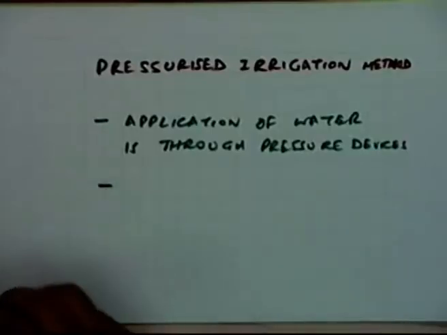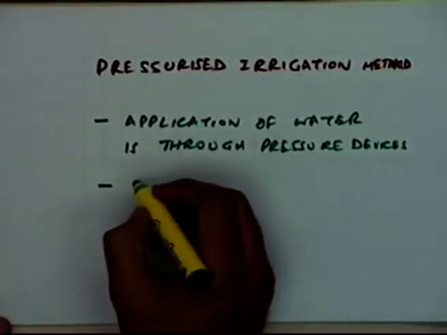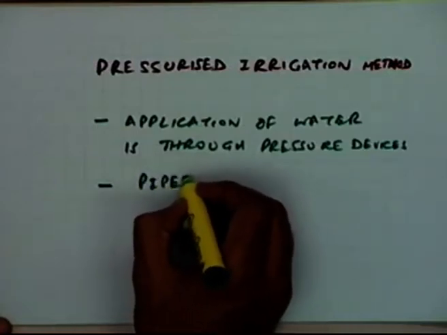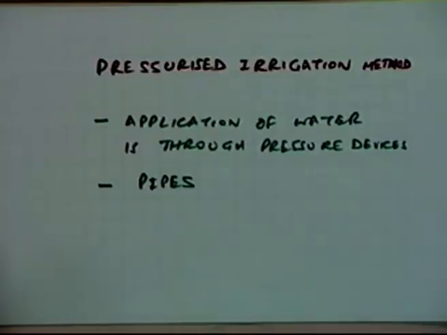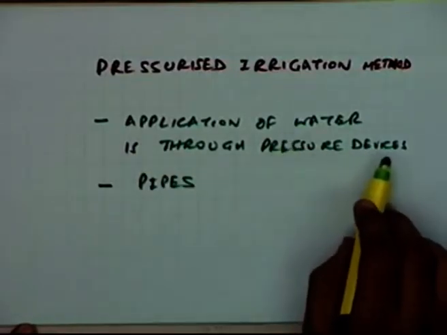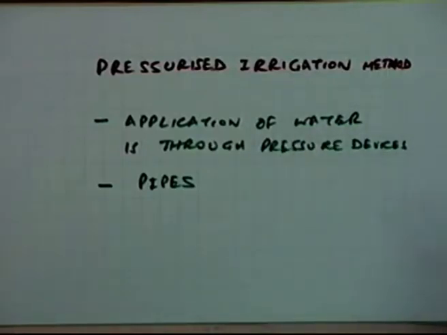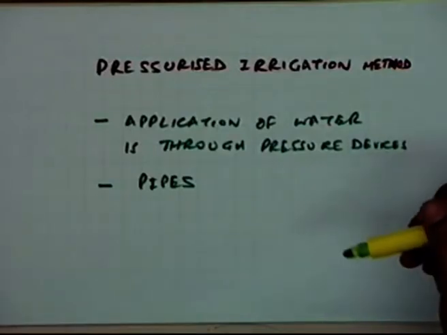So it becomes essential that you have pipes. The water will be flowing through the pipes from the supply source, and you will have to carry the water all the way under pressure, so that ultimately when you come to the application level, you might use any type of device, but the water should still be under pressure so that you can supply that water under pressure. So that is the basic difference between this method and the previous methods we have discussed.